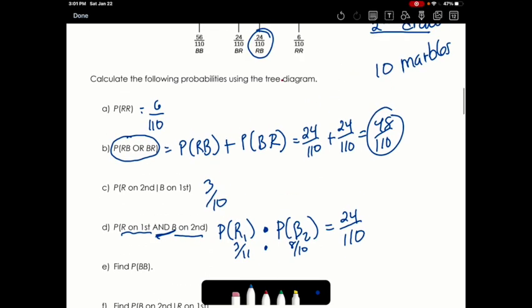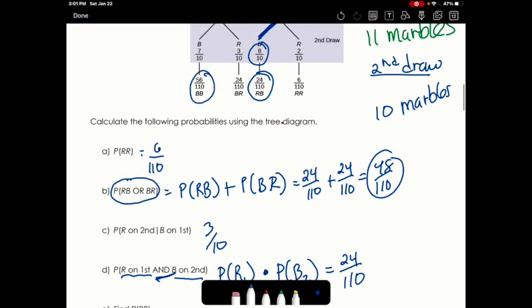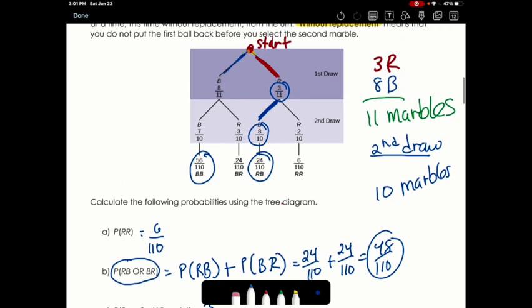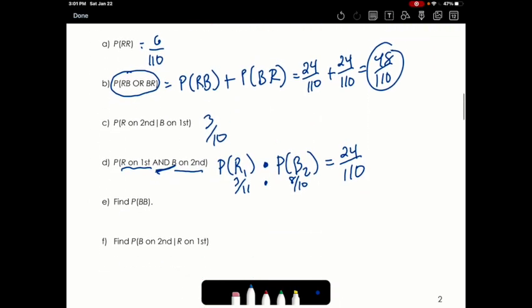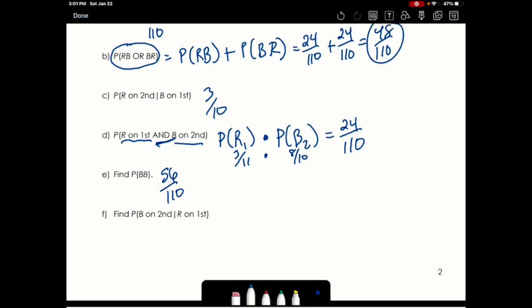Okay, part E says, find the probability of getting a blue and then another blue. That would be this right here. If I follow the path, if I get a blue and then I get another blue, I end up here, 56 out of 110.